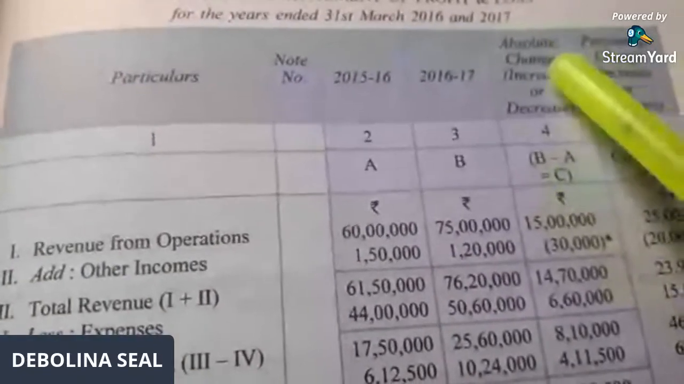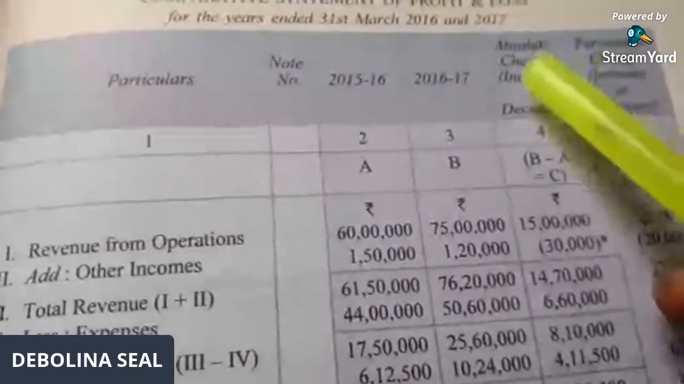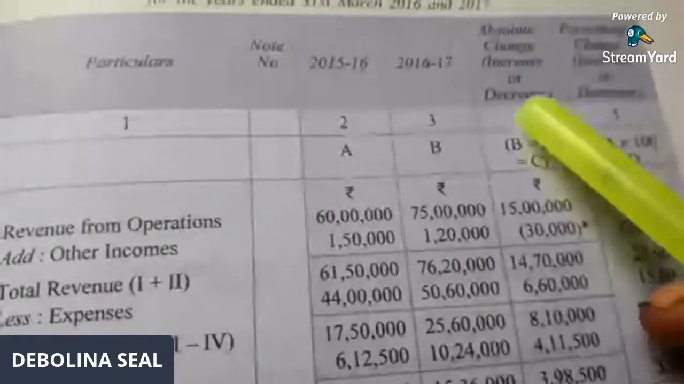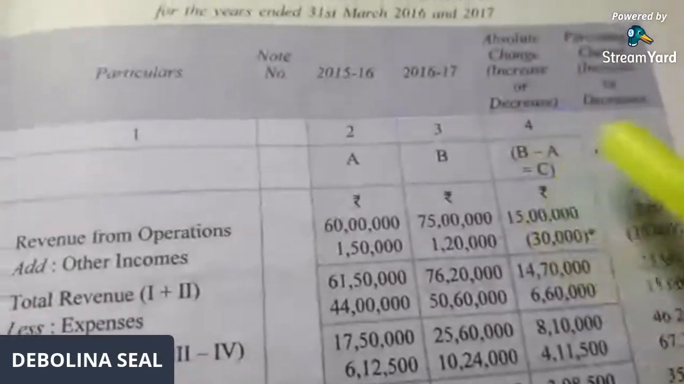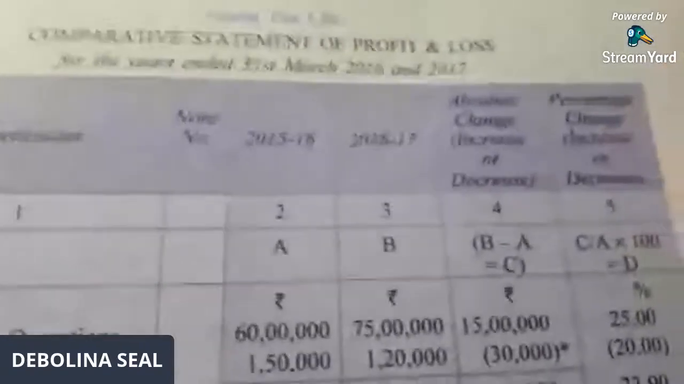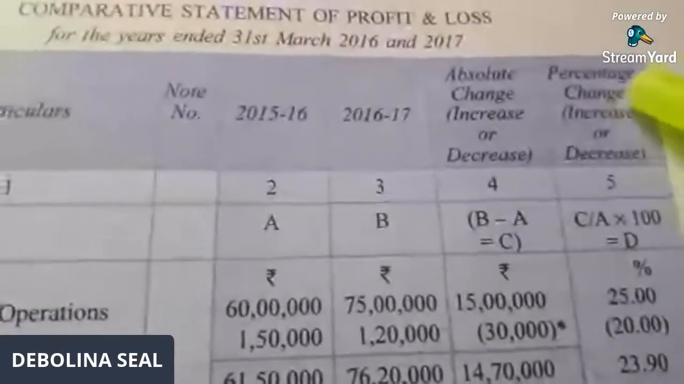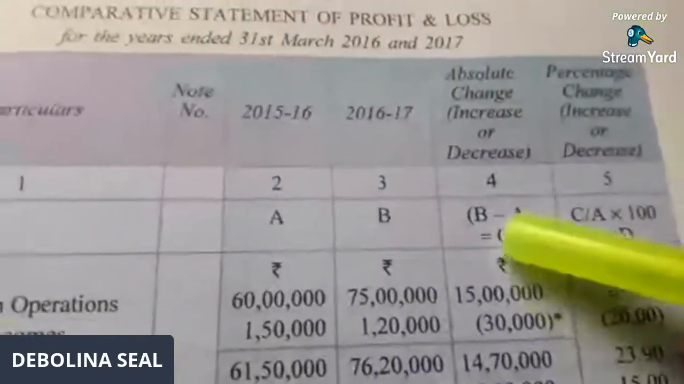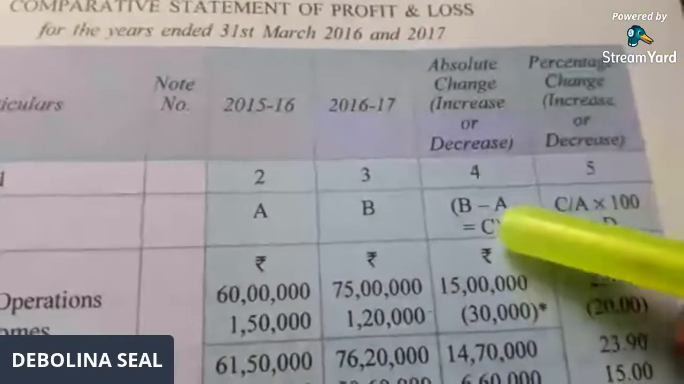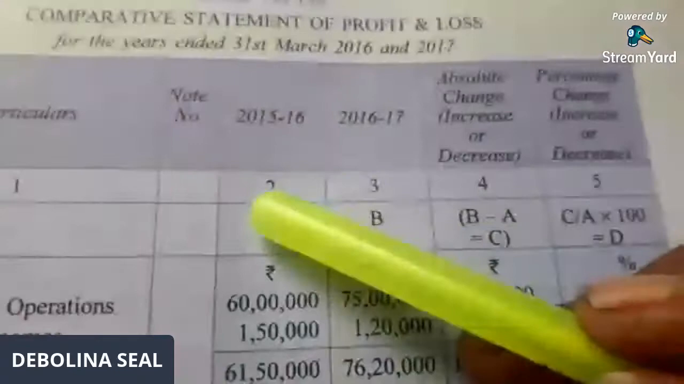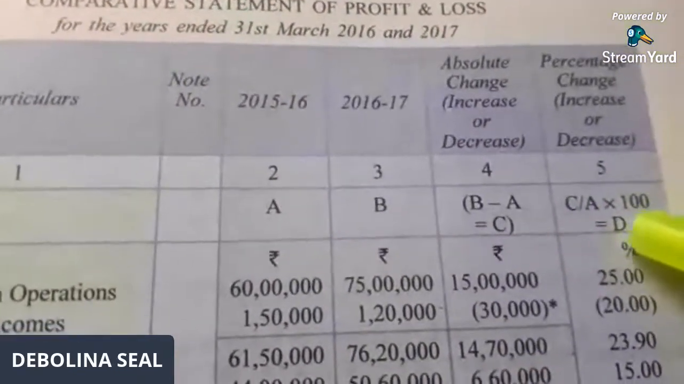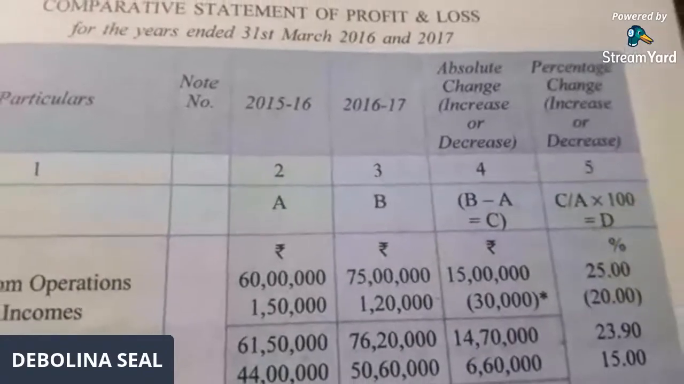Whether there is an increase in the inventory or a decrease in the inventory, whatever is there will be recorded in this third column. And the fourth column is for the percentage change. What is this percentage change? This you will calculate with the third column. C by A, C by A into 100, when you do that, that will be D, the percentage. Okay, so let's start.